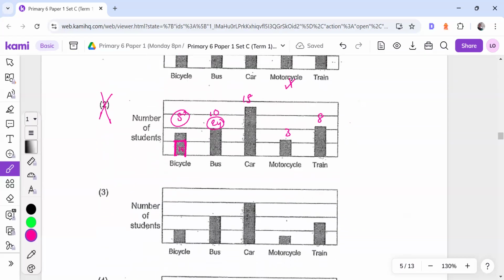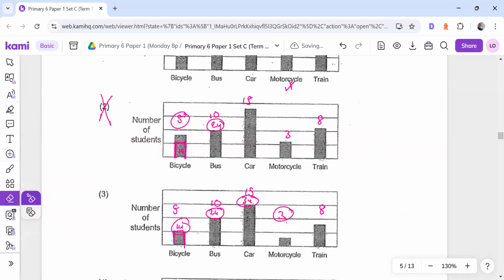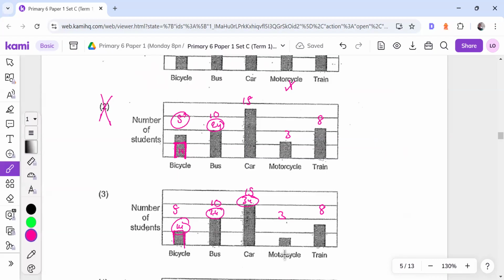Then let's go to number 3. Let's put the 5, 10, 15, 3, and 8. Okay, let's see. Oh, 1 unit. Bicycle is 1 unit. How do you know that? Because it's until the line. Bus is 2 units. Nothing wrong. Car is 3 units. Yes. And the motorcycle, the bar is the lowest. Oh, correct. The bar is the lowest. So that's why it is correct for the motorcycle.